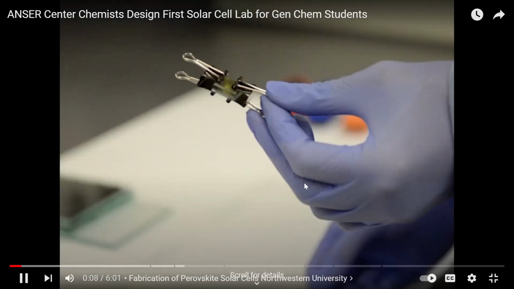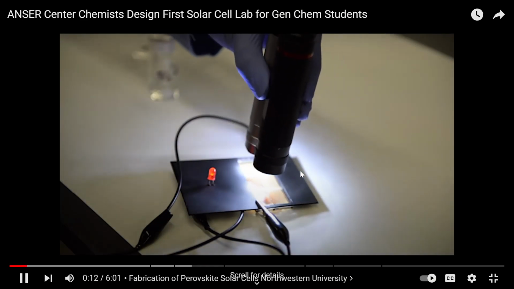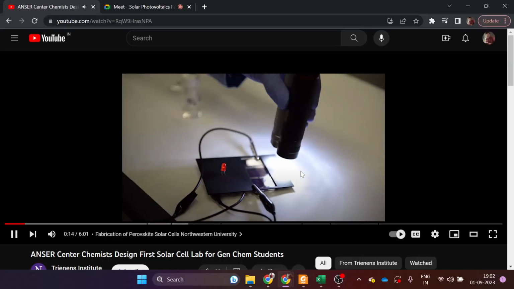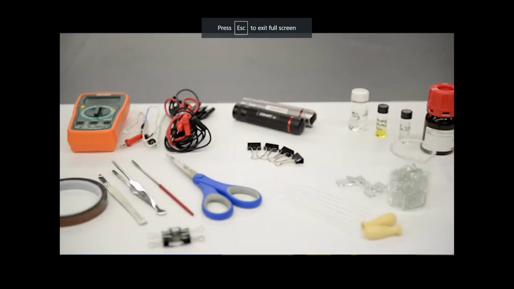A solar cell is a device that converts sunlight into electricity. The cost of fabricating one cell is less than 50 cents. It only takes a few hours, and we use standard laboratory equipment. This experiment is highly appropriate for general chemistry students to learn about this state-of-the-art renewable energy technology.